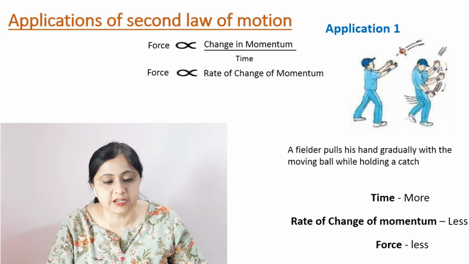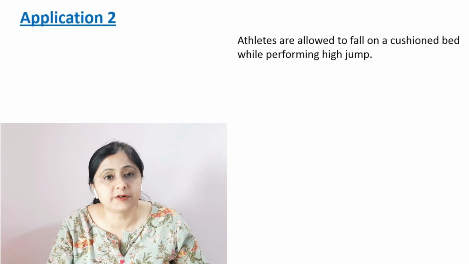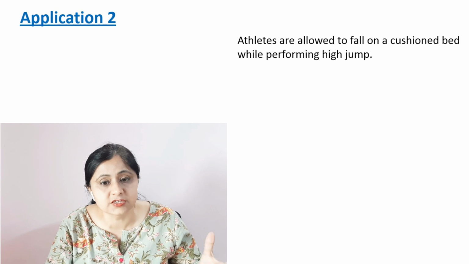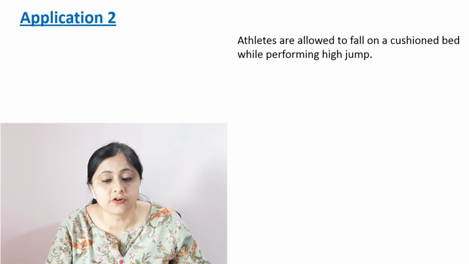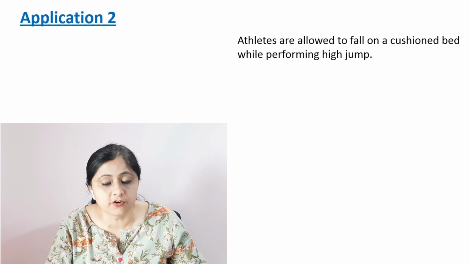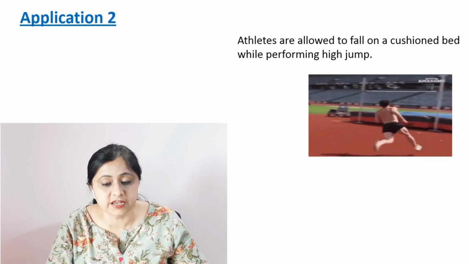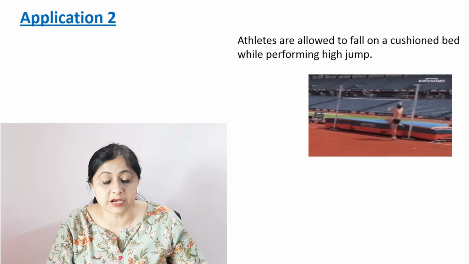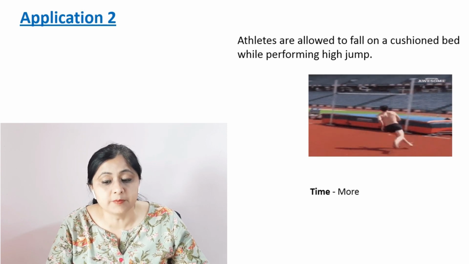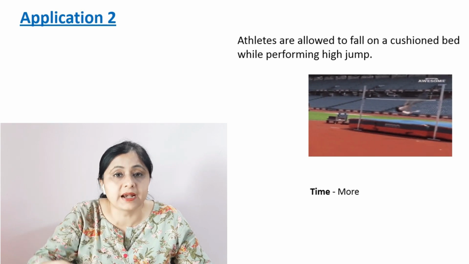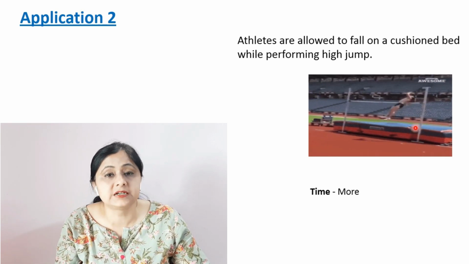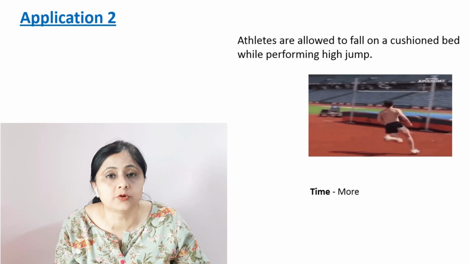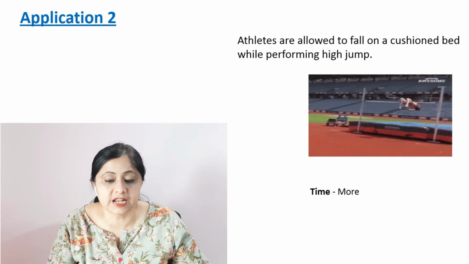Now I will take the second application. When an athlete is performing a high jump, the person is allowed to fall on a cushioned bed. Why is he allowed to fall on a cushioned bed? You can check in this figure that the person is falling on a cushioned bed. Why is it done? Because in this case the time will be more, because when he is jumping on the cushioned bed, the bed will be compressed down. When the bed is compressed down, it means the person is taking more time to come to rest. So the time is more.